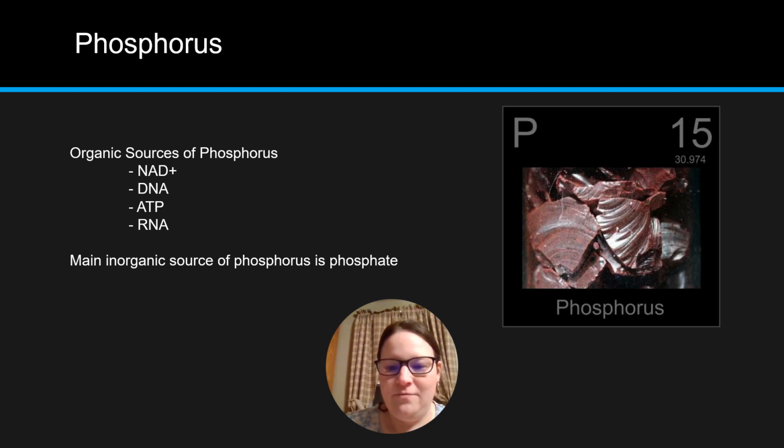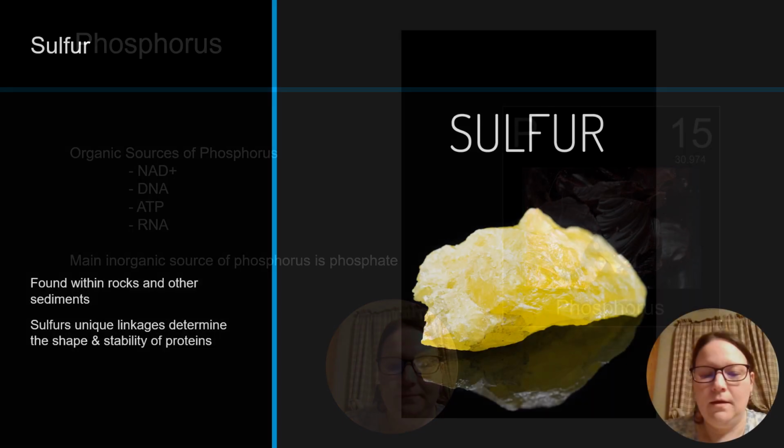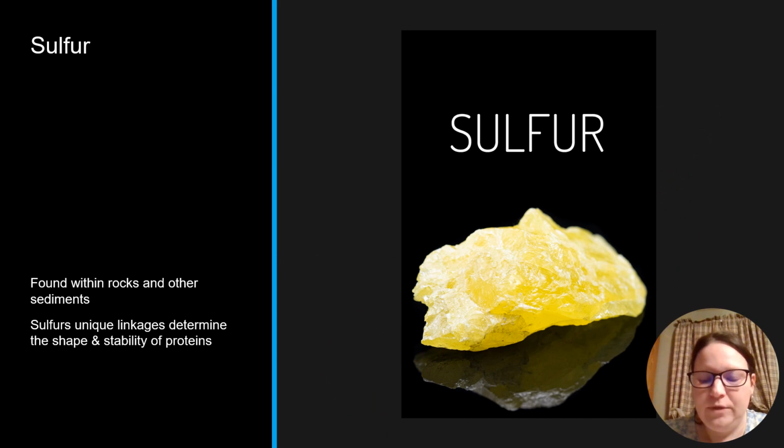Talking about our P, which is phosphorus. Organic sources of phosphorus are listed below: DNA, ATP, RNA. There's a couple of different ones. The main inorganic source of phosphorus is phosphate. Our S, which is sulfur. It's found within rocks and other sediments. Sulfur's unique linkages determine the shape and the stability of proteins.